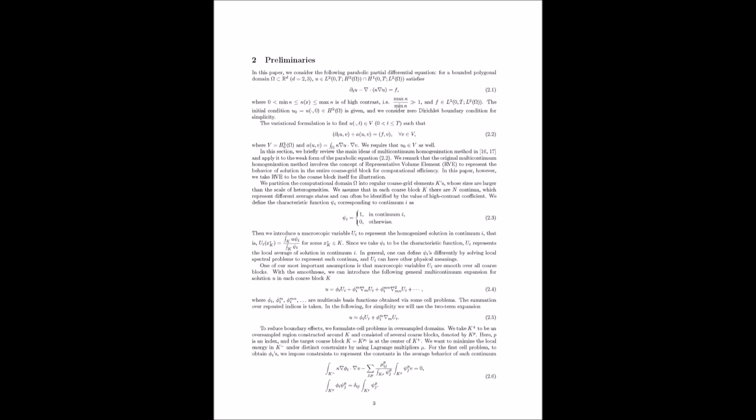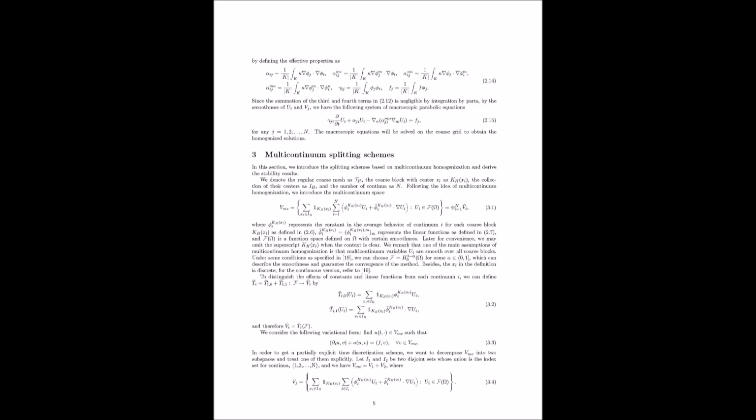So we're simplifying the problem without losing too much detail. You got it. But it gets even more interesting. What this paper does is they introduce this new method called multi-continuum splitting schemes. And instead of treating all the continuum the same, they split them into two groups based on how fast or slow things are changing within them.